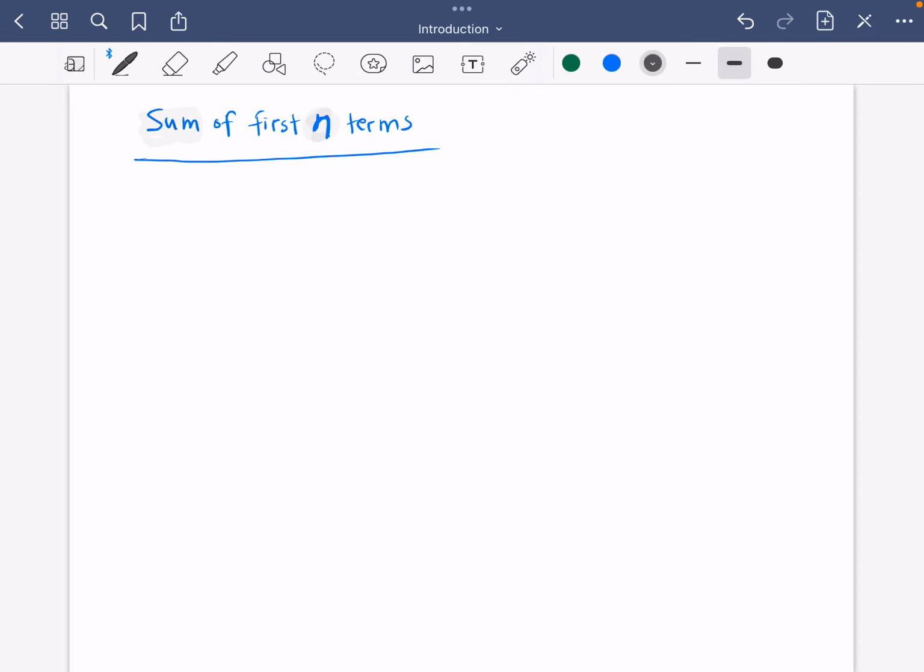Now let's see how you can calculate the sum of the first n terms of an AP. Let's say an AP is in the form a1, a2, a3, a4. The first term is a, the number of terms is n, and the common difference is d.